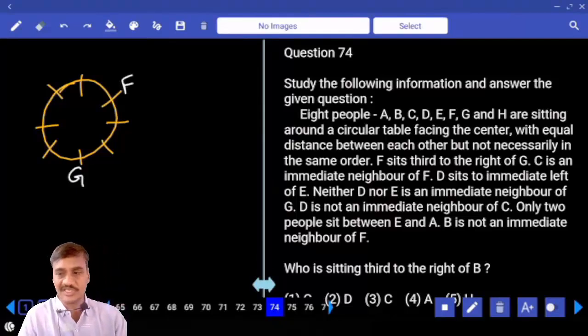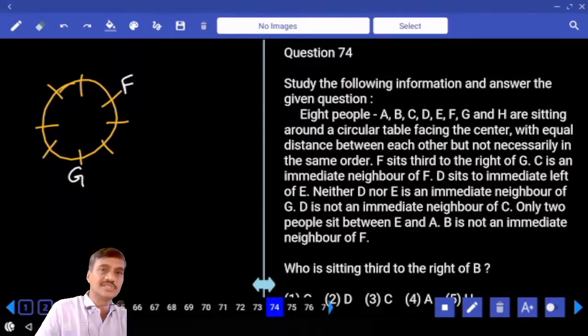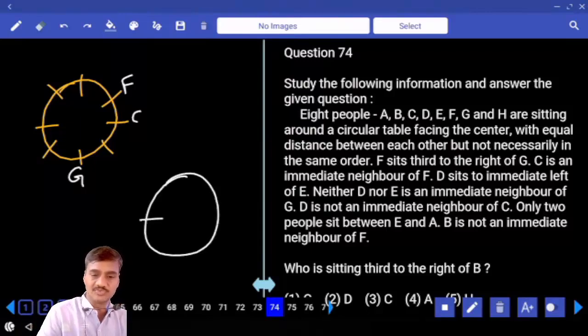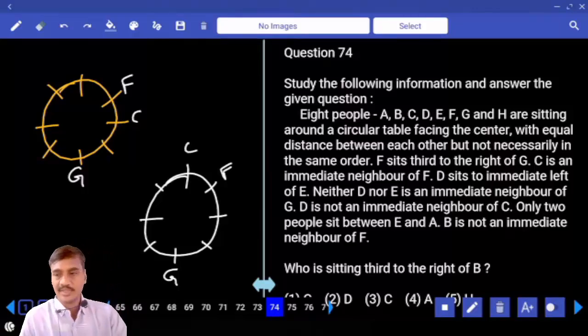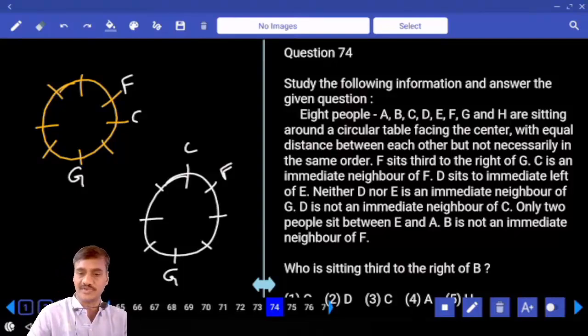And next one, C is an immediate neighbor of F. How many possibilities do we have? 2 possibilities. C can be to the left hand side of F or to the right hand side. G is here, F is here, and C is here.